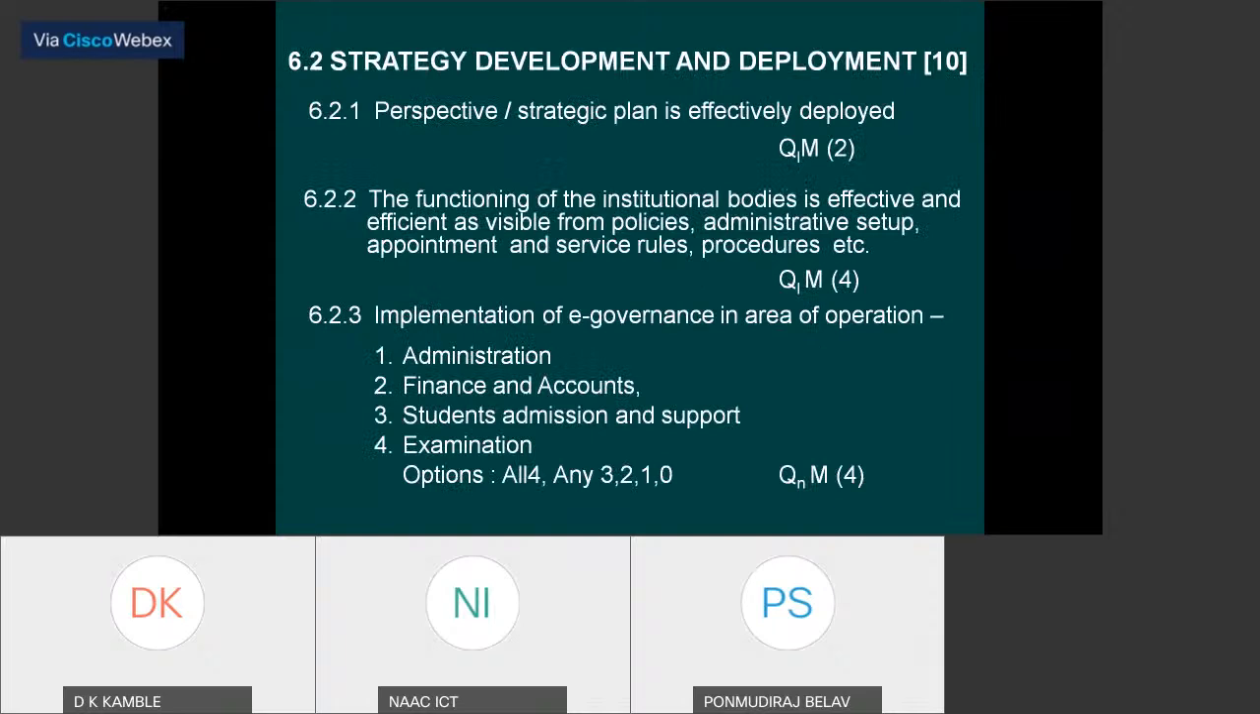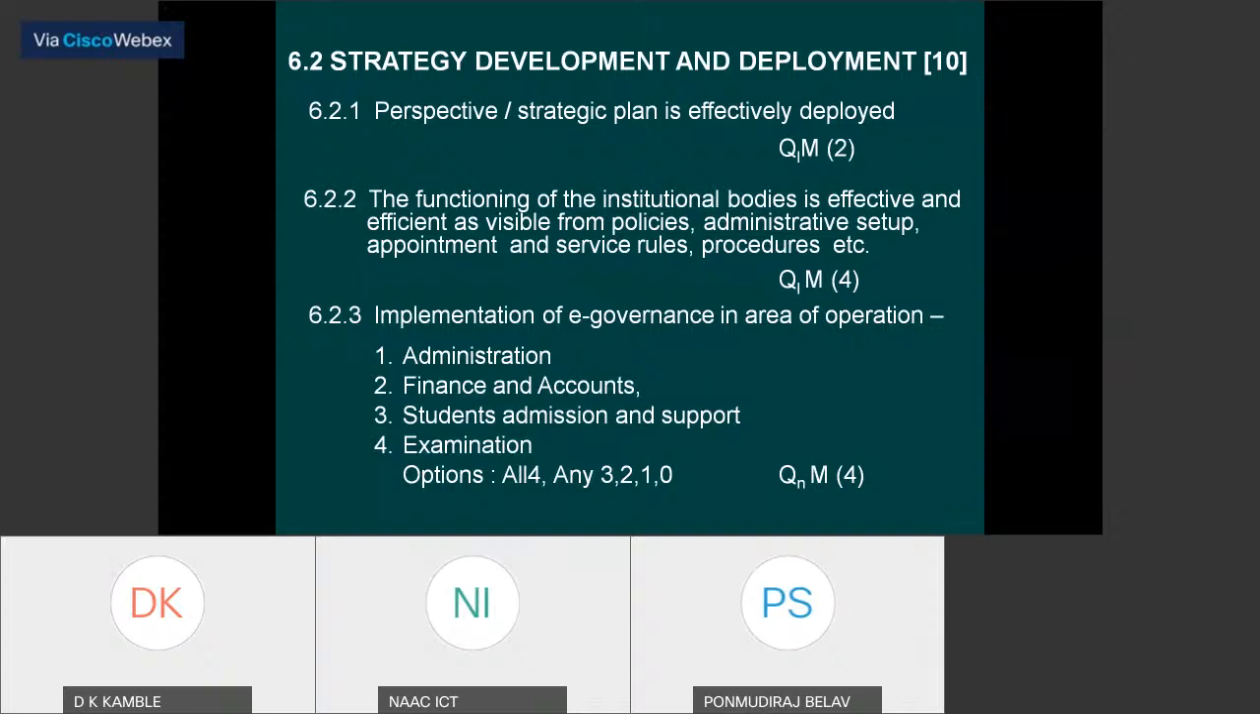Here, a few metrics are there. Example 6.2.3, implementation of governance in areas of operation. Whether the institution has e-governance in administration, finance and accounts, student admission, and examination. If there is any communication through e-governance related to administration, a screenshot is required. If it is finance related, for example admission through challan or salary through bank or RTGS, that account related to e-governance is also required. Otherwise, if institutions pay fees or other money to the university or the government through RTGS, that e-governance record is required.